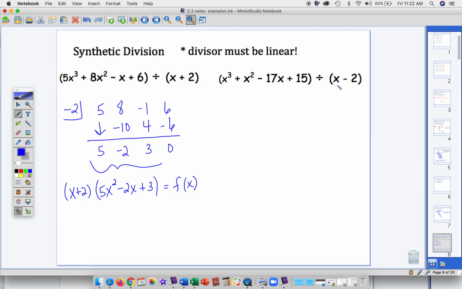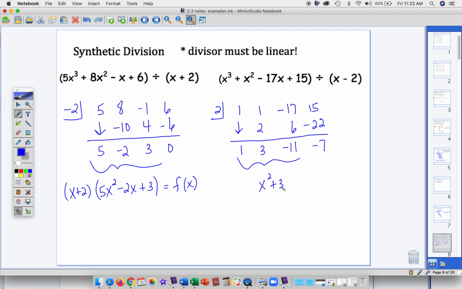So for this one, if it's x minus 2, I'm going to divide by a positive 2. Again, I have all terms, so I can list out my coefficients, bring down the 1, multiply, oops, I said bring down the 1 and I wrote a 2. Multiply, add them up, multiply, add them up, multiply, and we're left with a negative 7. So again, this is a quadratic. It's x squared plus 3x minus 11. So that times our divisor, x minus 2, equals our dividend.